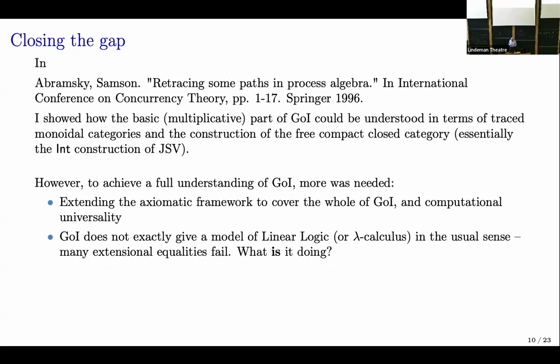And in a paper on retracing some paths in process algebra, I laid out how this multiplicative part of geometry of interaction could be understood in terms of traced monoidal categories, and this construction of the free compact closed category, essentially the Int construction of Joyal, Street and Verity.